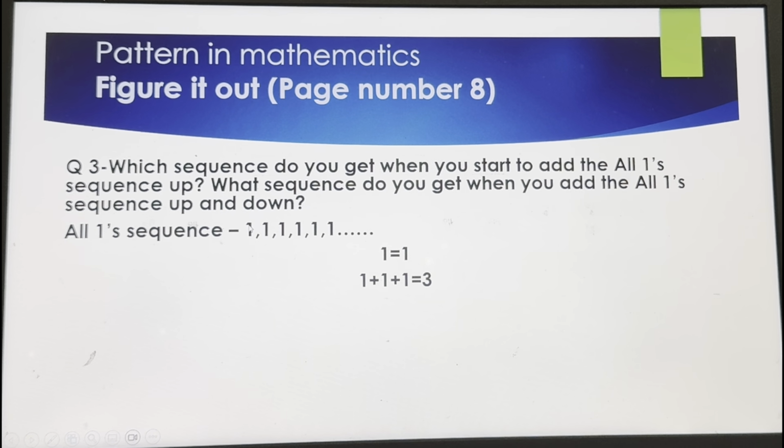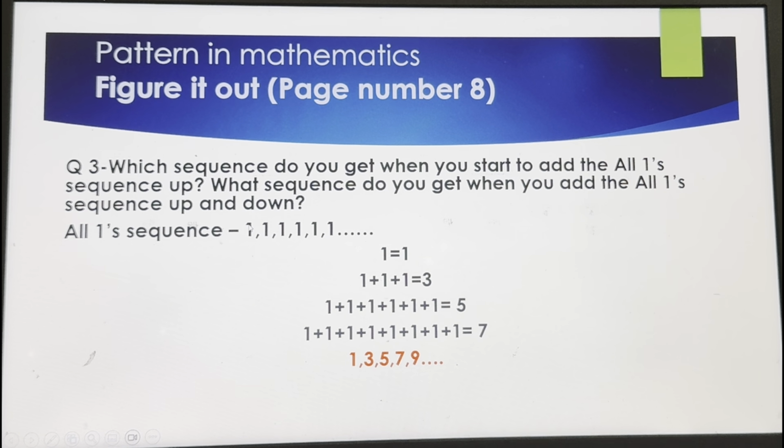See my cursor. 1 plus 1 plus 1. You have to come back. So you have to go up and then come back. So 1 plus 1 plus 1, you get 3. Then you see the cursor again. 1 plus 1 plus 1, then coming back plus 1 plus 1. So you are getting 5.